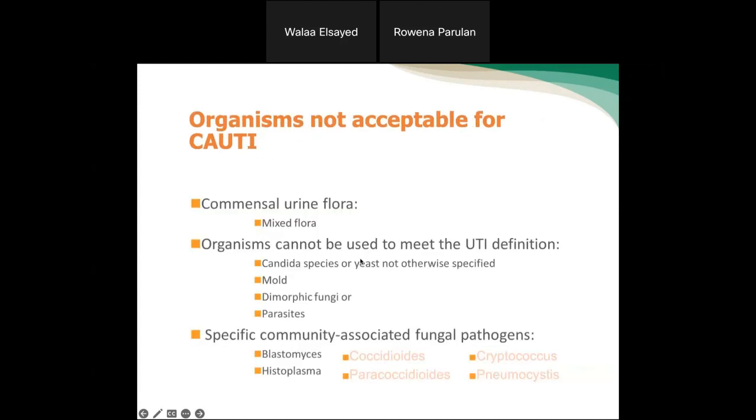These are the organisms, again, which are not acceptable: commensal urinary flora and mixed flora. These organisms cannot be used. The others, if they reach 10 raised to power 5 colony forming units in numbers, are the inclusive samples or cultures which we need to include inside the CAUTI surveillance.